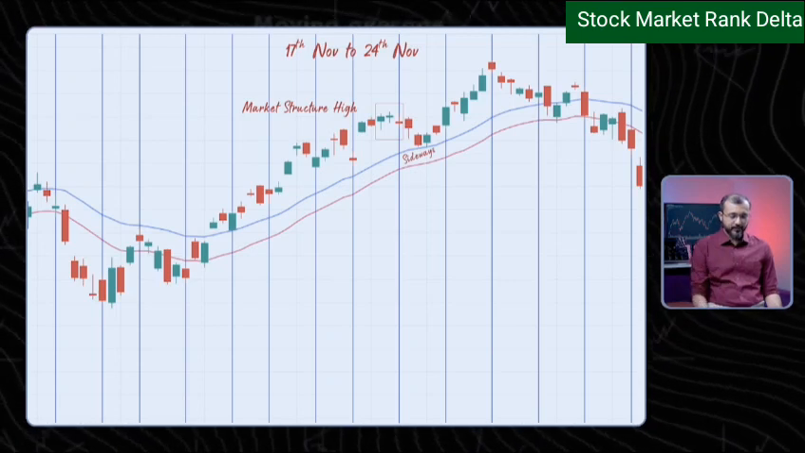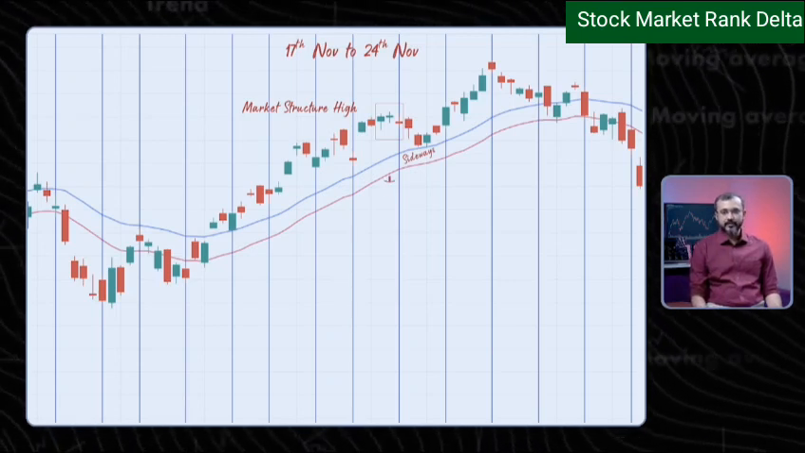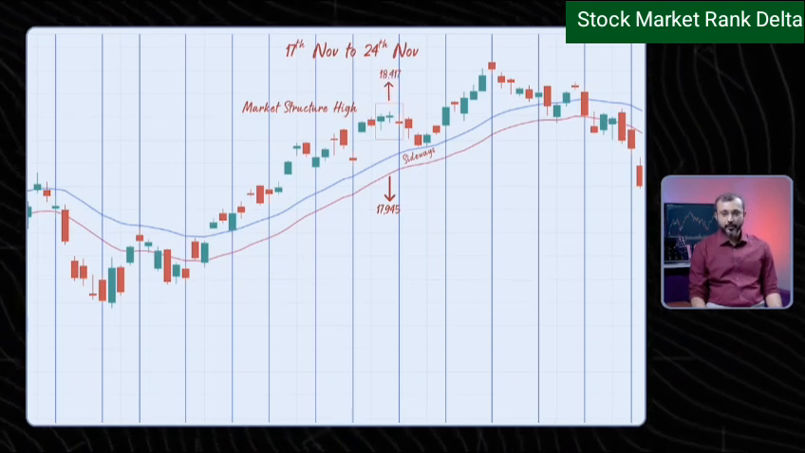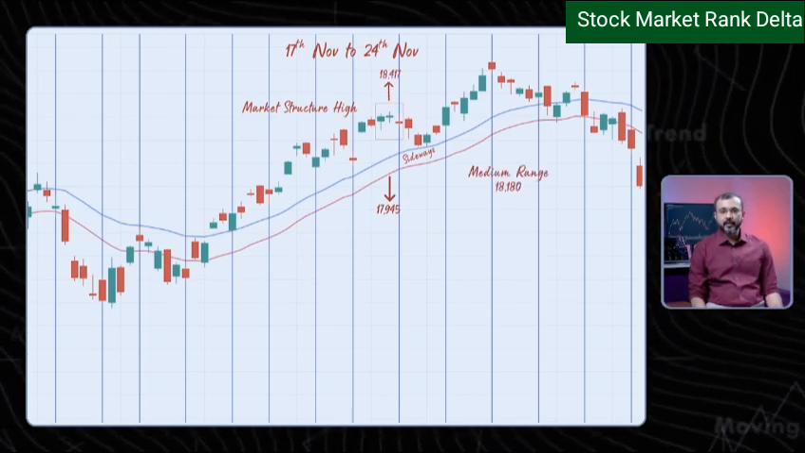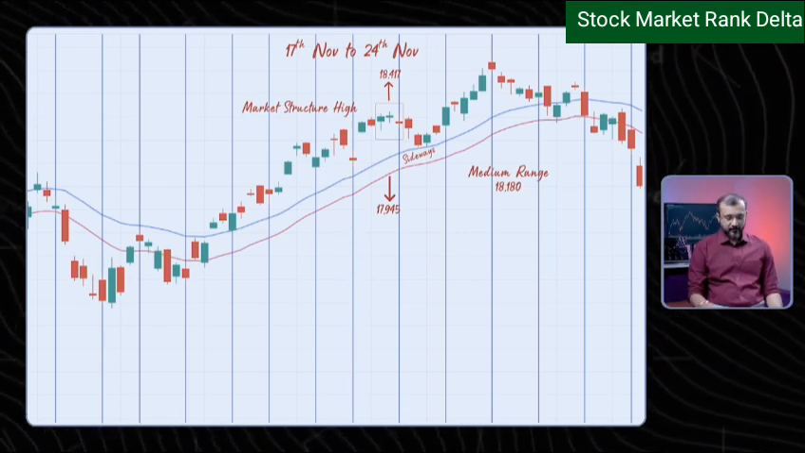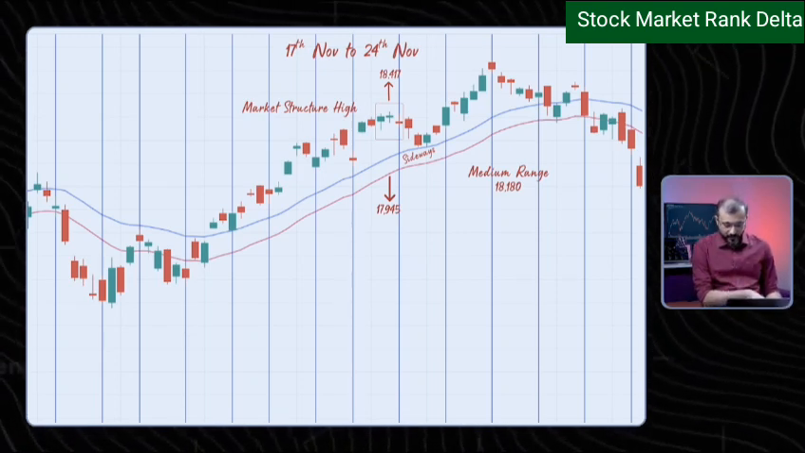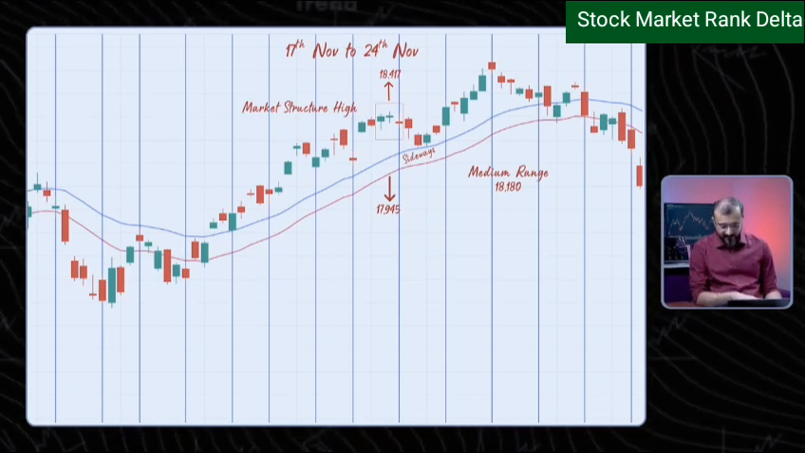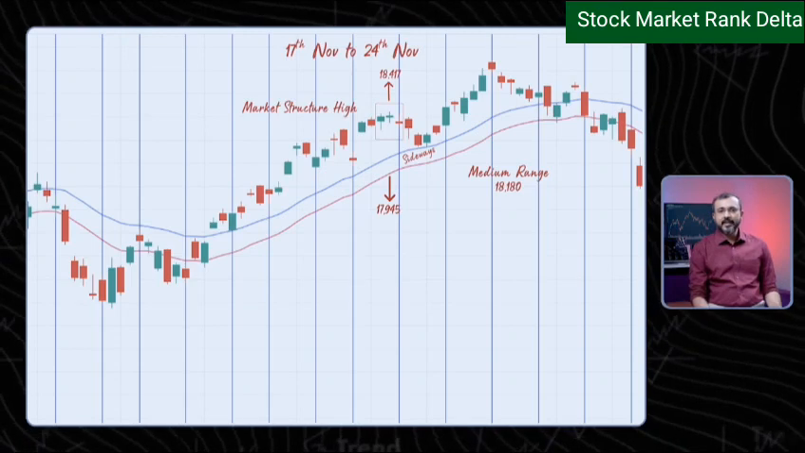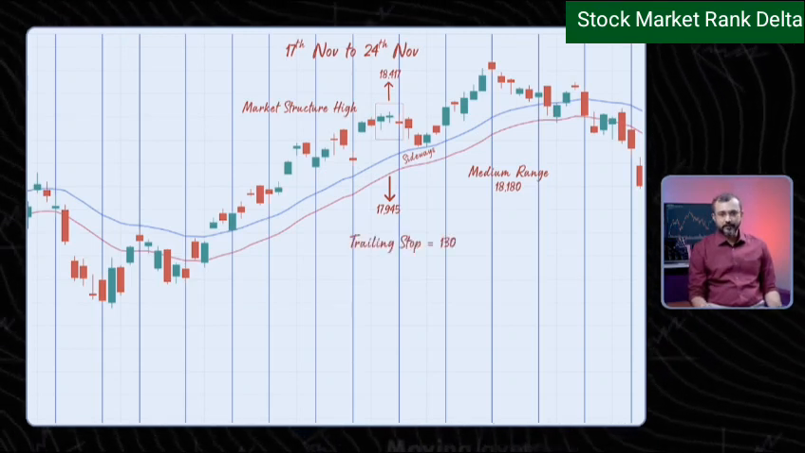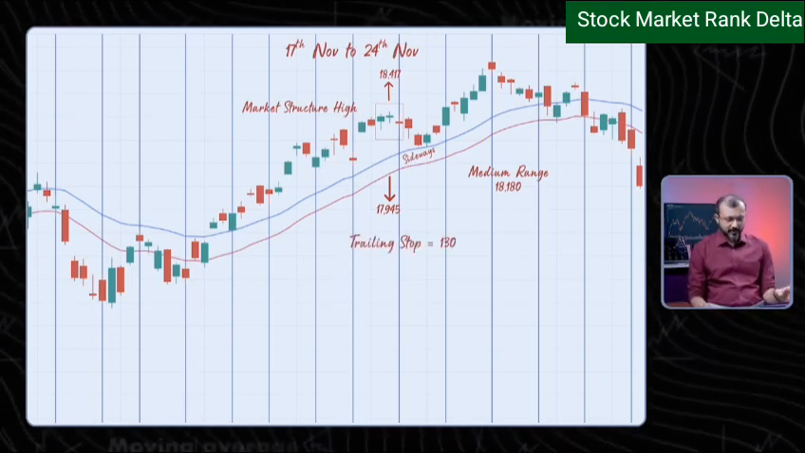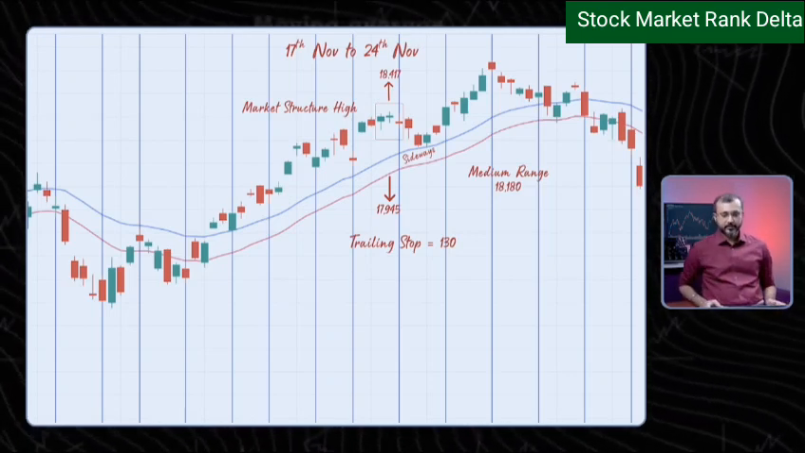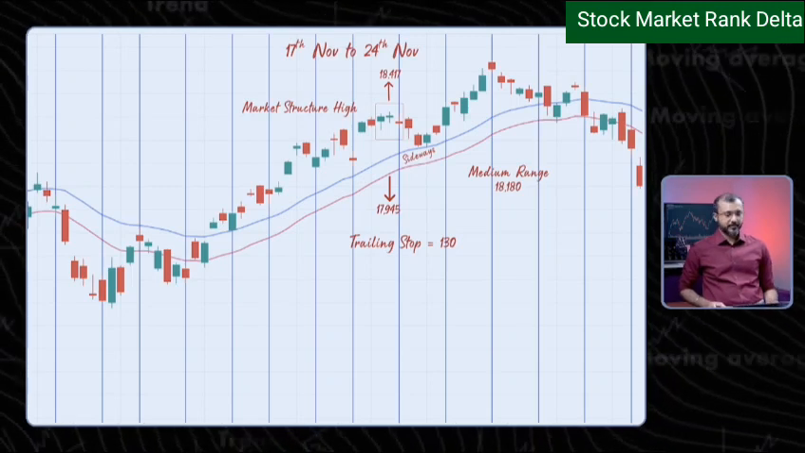We selected the range of 17,945, which was the moving average, 18,417, which was the high point of market structure high. The median value comes to 18,180. From there, if we see, we have shorted this at 240 points. It has made a low of 106 and from there it has reversed. So a trailing stop was triggered at 130. So we shorted at somewhere around 270. From there we have exited at 130. So we are able to capture 140 points in this expiry.